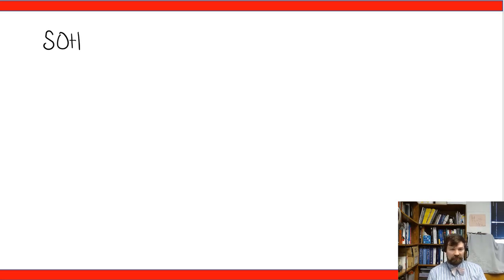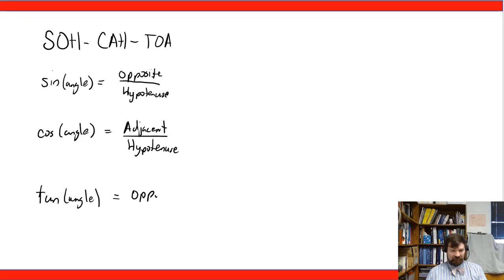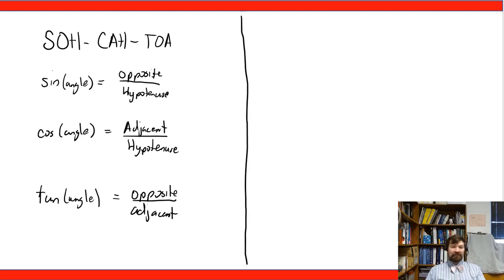Now there's a mnemonic that goes with those angle relations. So SOH CAH TOA. Okay, this means sine angle equals opposite over hypotenuse, cosine angle equals adjacent over hypotenuse, and tangent of angle is opposite over adjacent.